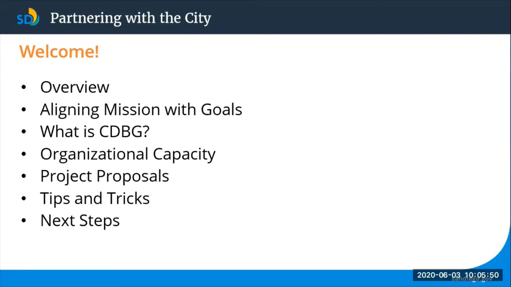This is an overview of the presentation itself. We'll be talking about how we can align your mission and goals with the city's mission and goals. We'll define what CDBG, or Community Development Block Grants, are. We'll talk about how the city evaluates the organizational capacity of our nonprofit partners and what we look for in project proposals. We'll give you some tips and tricks for successfully receiving a CDBG grant allocation from the City of San Diego, and then we'll talk about what next steps are in our overall application process.